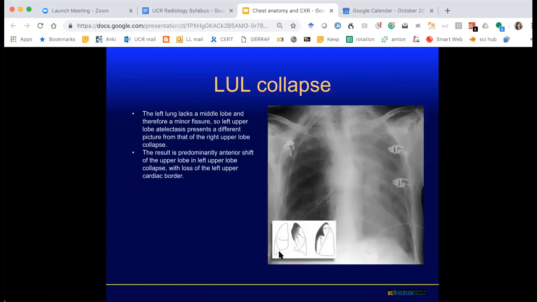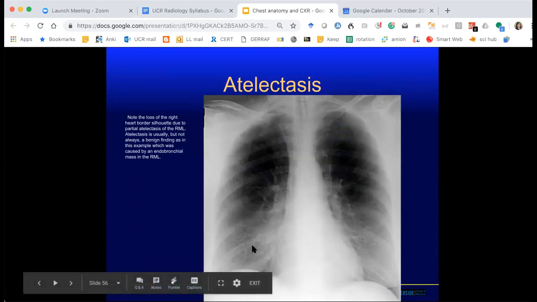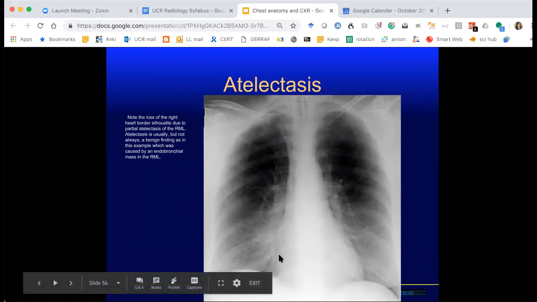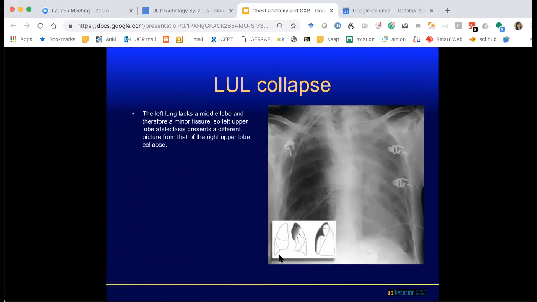Do we have the CT? No, we don't. Sorry, I don't have the CT to show you, but this is sort of what we think about. It has to be taken in the context of the patient's clinical symptoms. If the patient has fever, leukocytosis, productive cough, you can certainly call this pneumonia with superimposed atelectasis. So everything has to be taken in the context of the clinical picture.